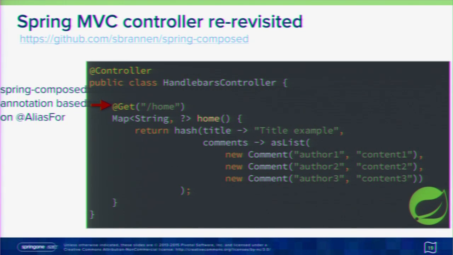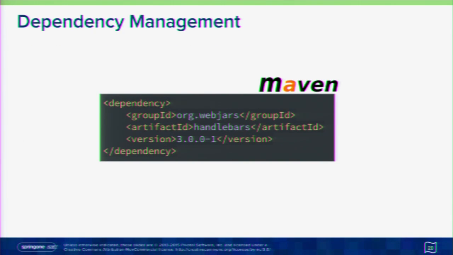Spring Compose provides you the most interesting ones, and you can also define your own annotation aliases with this new Spring 4.2 feature. So when you are writing a lot of Spring MVC controllers, that saves a lot of characters. So back to the main topic.